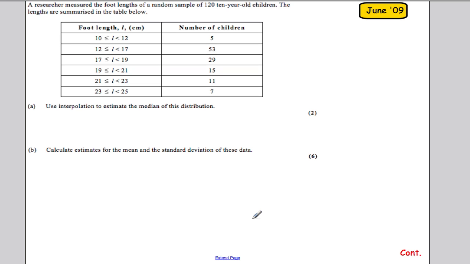Okay, another question from June 09. A researcher measured the foot lengths of a random sample of 120 10-year-olds. The lengths are summarized below. Use interpolation to estimate the median.